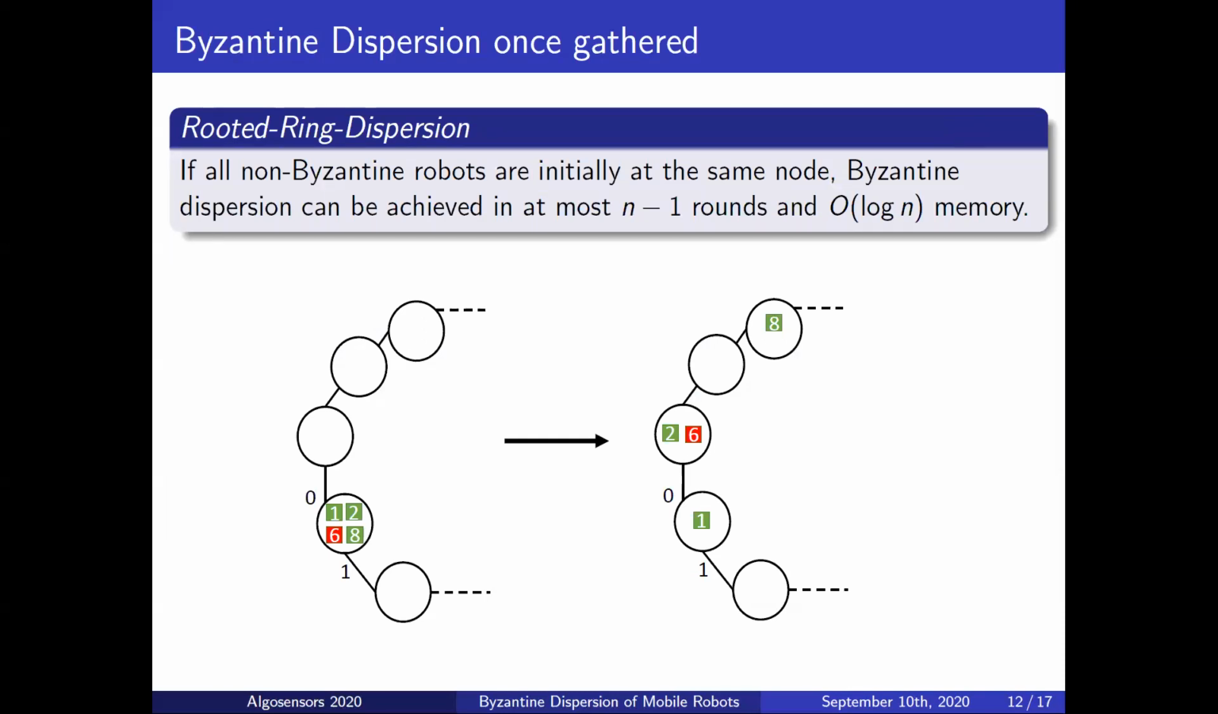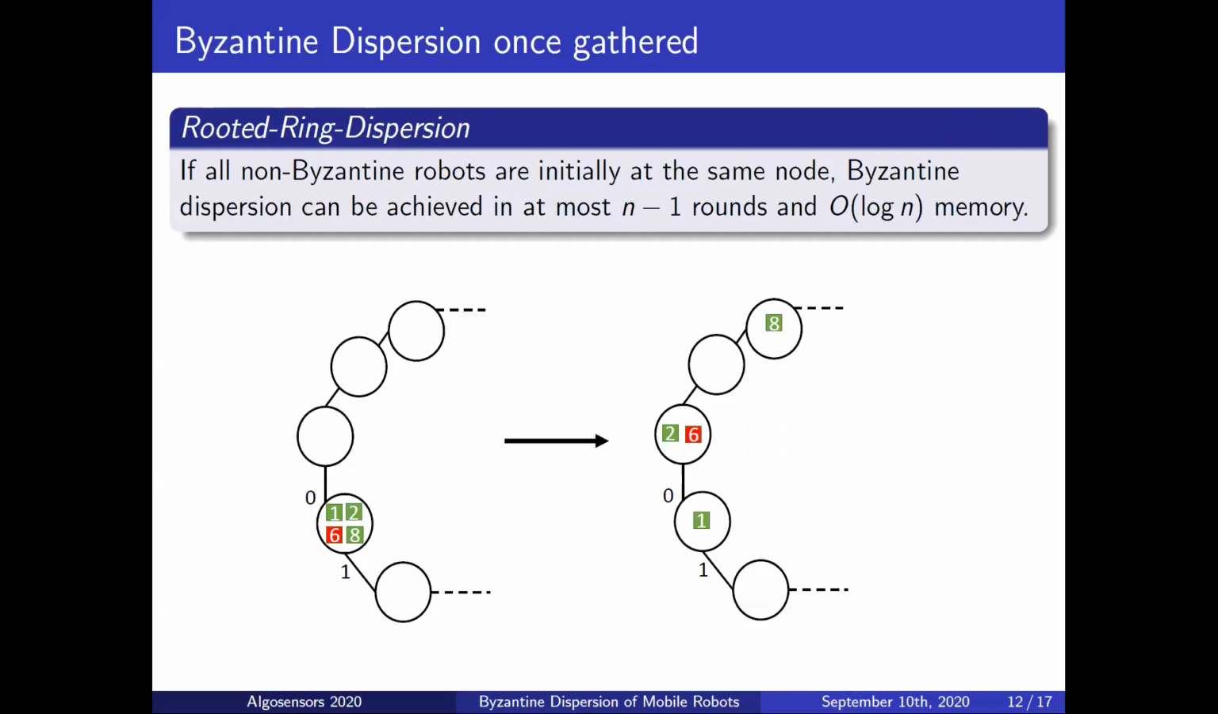To be more specific, if all the non-Byzantine robots are initially at a node, this algorithm allows those robots to disperse without a problem. And it's a very simple algorithm. Look at this node that has robots 1, 2, 6, and 8. What will happen is these robots will communicate with each other and figure out a total order of their IDs. And it'll figure out which position they are. Based on that position, they'll move accordingly.